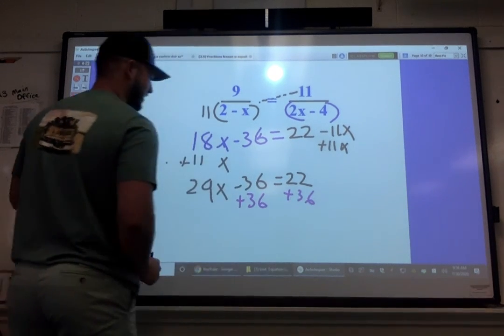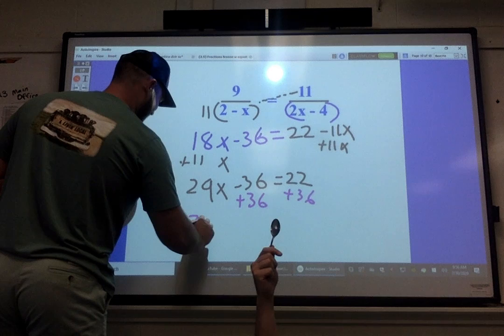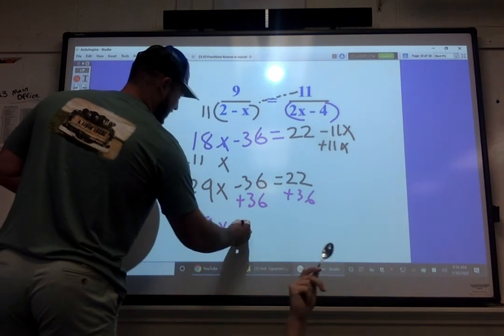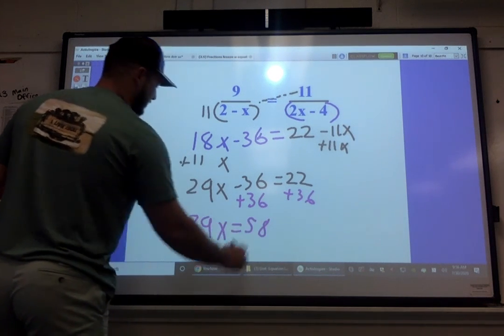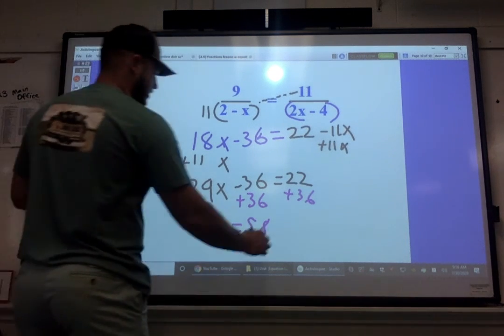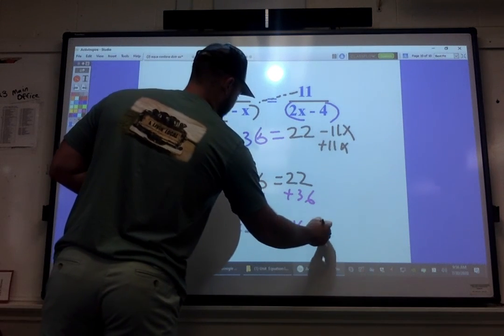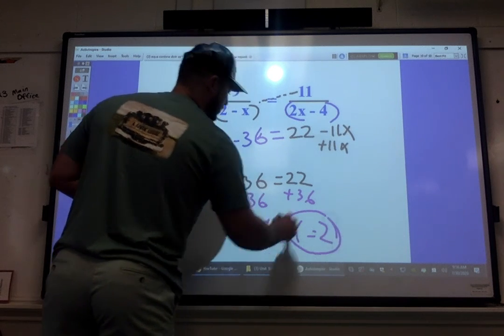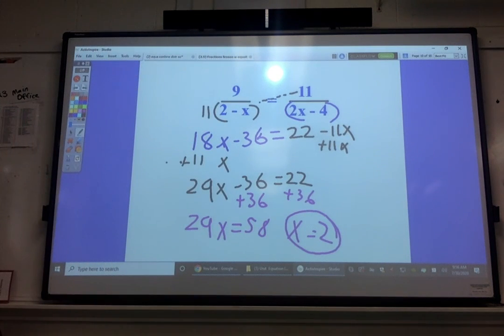Oh, fumble. Got it. That's 29x. It's still clean. I can use it. Equals 58. To get x by itself, I'll divide by 29. You guys are pros at this already by now. So x equals 2. That's the end of the lesson.